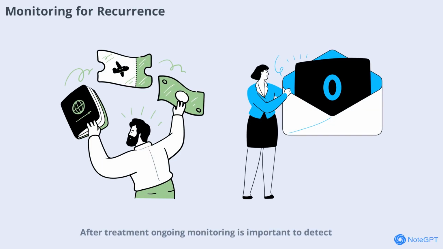After treatment, ongoing monitoring is important to detect any recurrence of symptoms or complications. Regular follow-up visits, self-assessment, and prompt reporting of new issues help ensure long-term success. Most recurrences can be managed effectively with timely intervention.